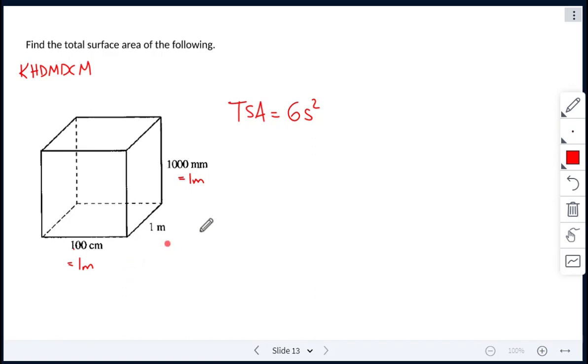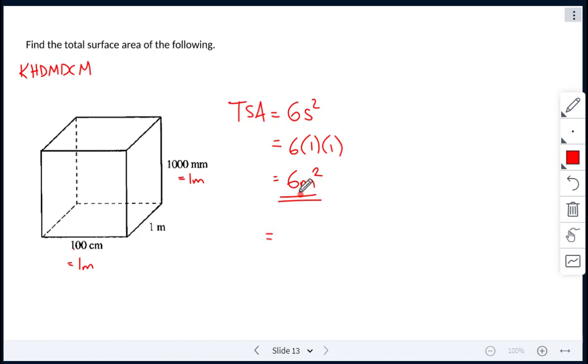All right, so it's a cube. All 3 sides are the same, and we're using meters. It's just 6 times 1 times 1, which is 6 meters squared. All right, now if you were to put that into centimeters squared, recall when we were doing the measurement unit, to go from meters to centimeters, we're moving 2 to the right, but you have to multiply that by 2 because we're looking at area.